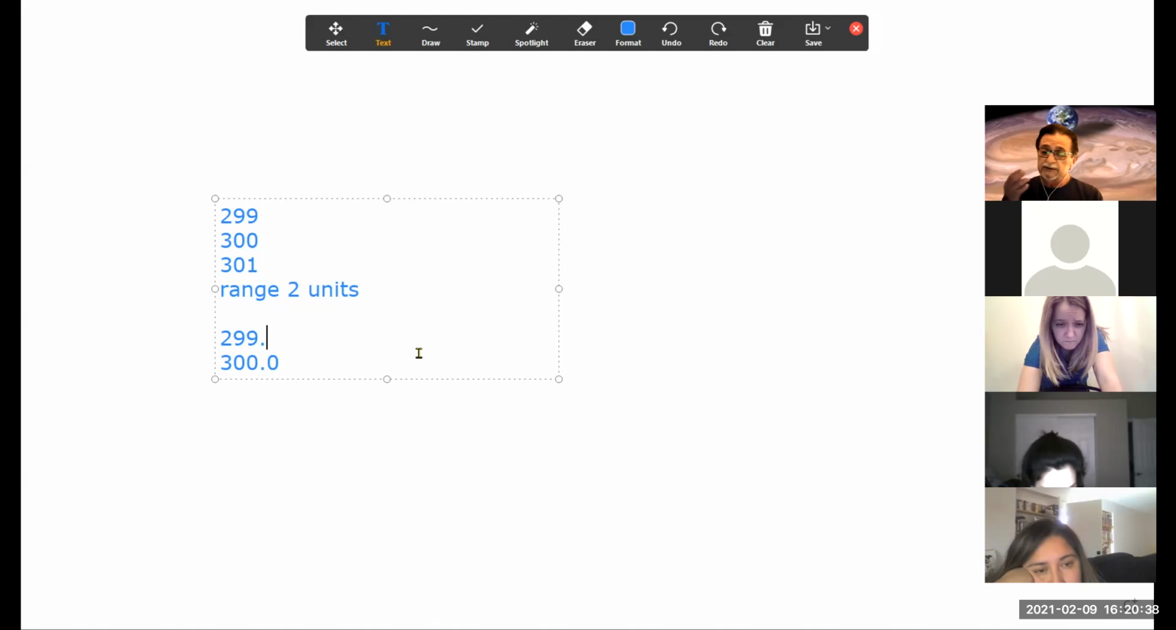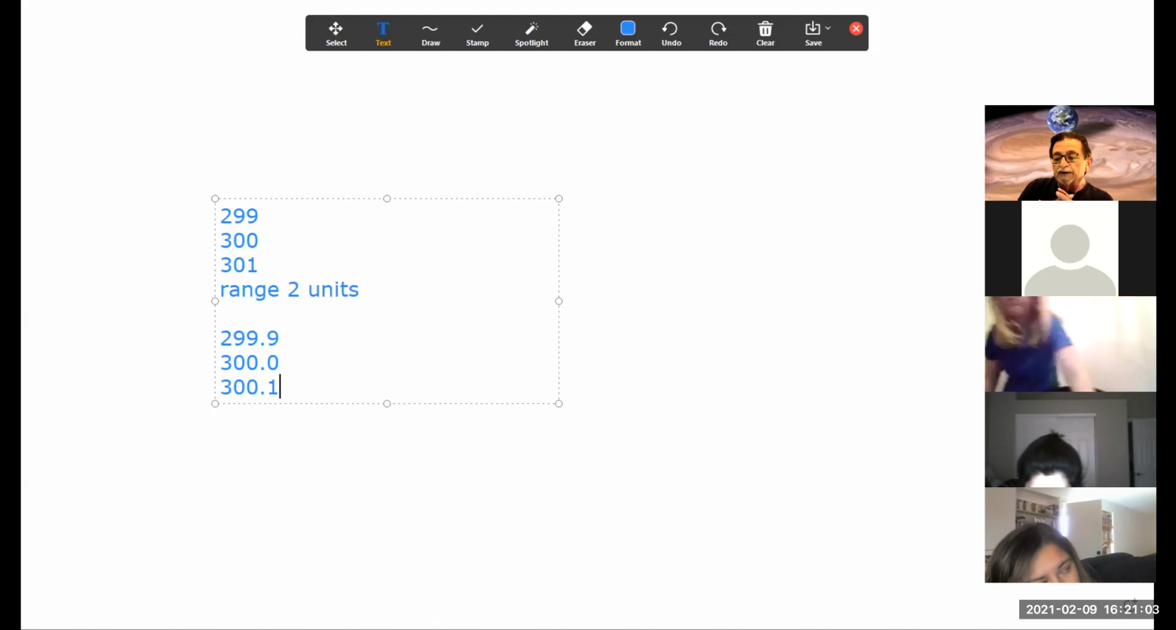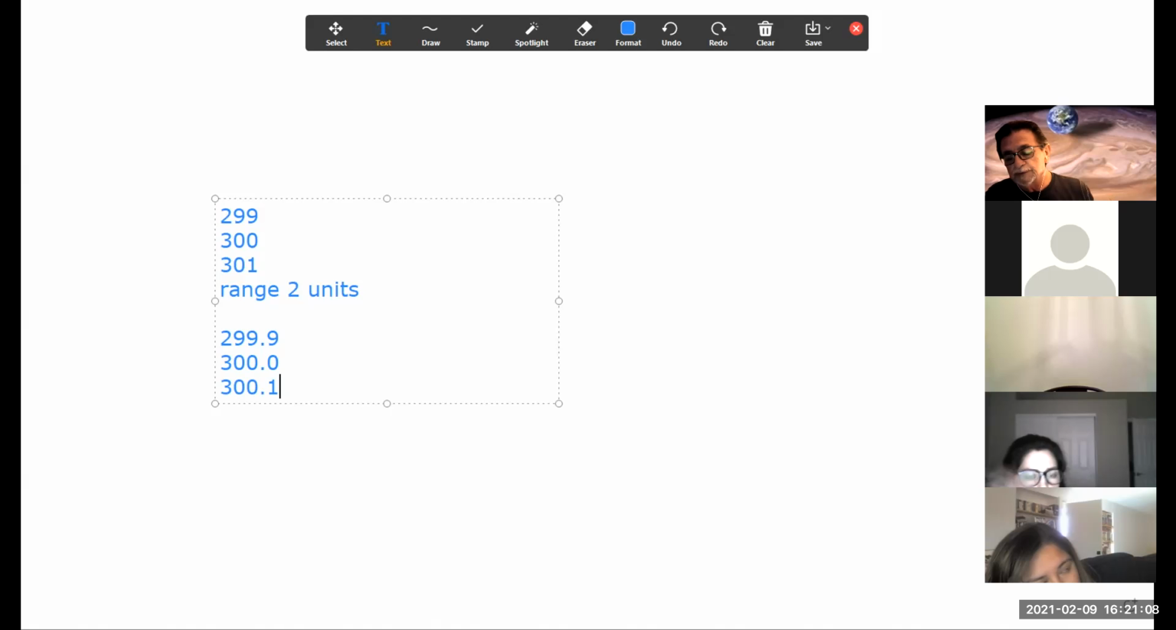So the point being that this reading here could vary from 299.99 because that last number is the one with the uncertainty. So it could go that distance. So I have roughly 2 units again, but in the 10th of a unit. So you notice that the first number, 2 whole units. The second number, as far as the range, could be 2/10 of a range, 2/10 of a unit.